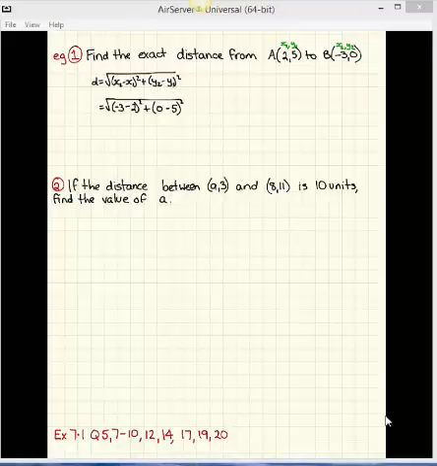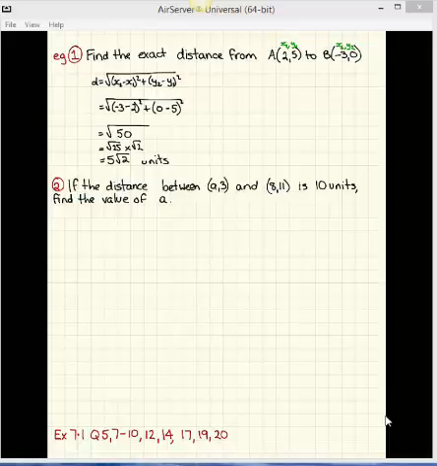So then that ends up being the square root of 50. Now, if we want this as an exact answer, we're working with surds. So 50 equals 25 times 2. Which means the exact distance is 5 root 2 units. If they wanted you to do it as a decimal, you would then just type it into the calculator and give the decimal answer.